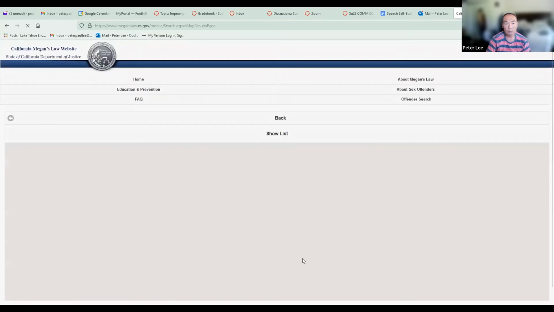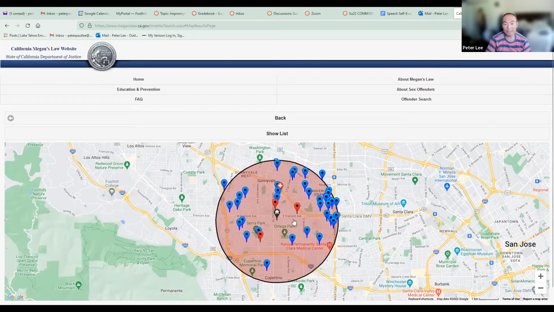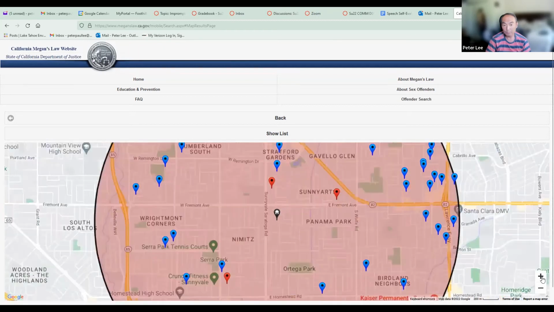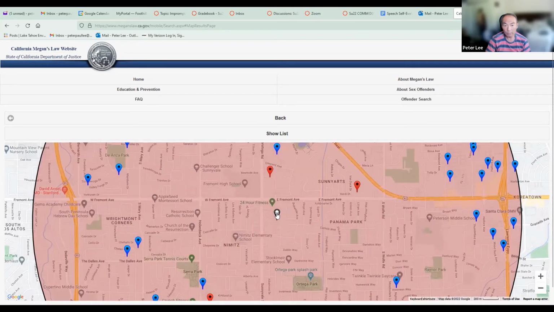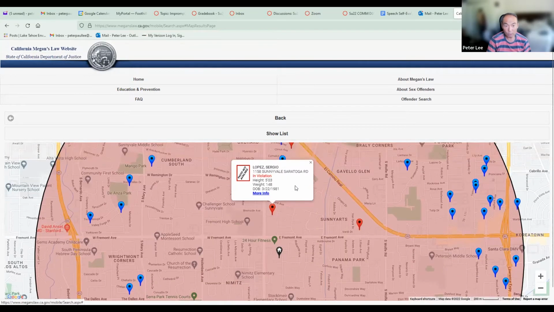And 2 miles. And oh, look at that. That's a lot. I got to zoom in a little bit here. So my house is right here. So the closest sex offender is actually here, and it's Sergio Lopez. He's 5'3", weighs 148, born in 1981. No picture of him.